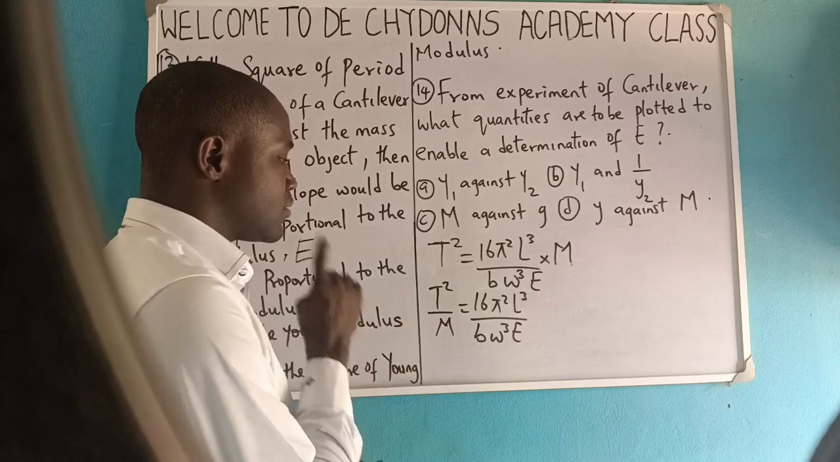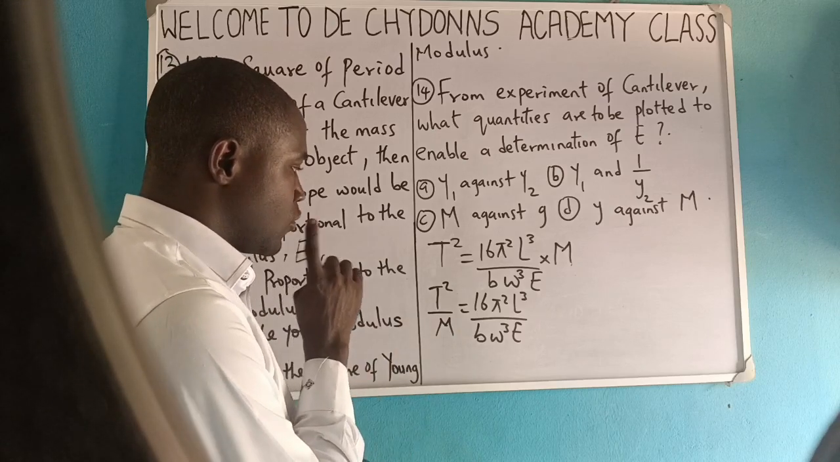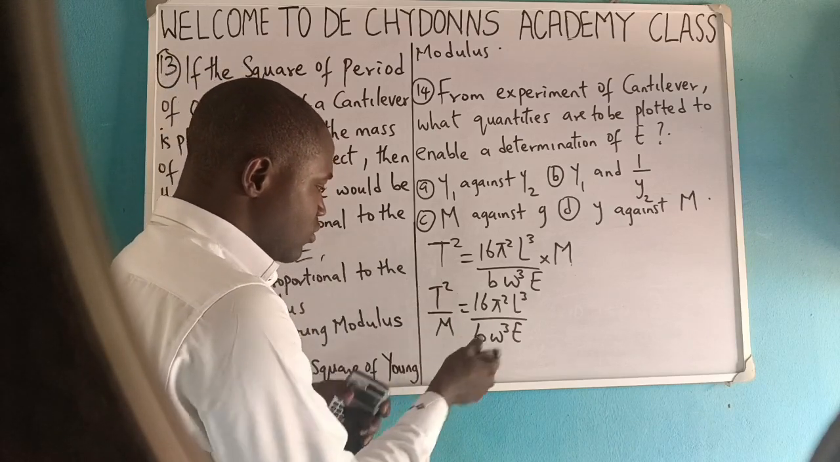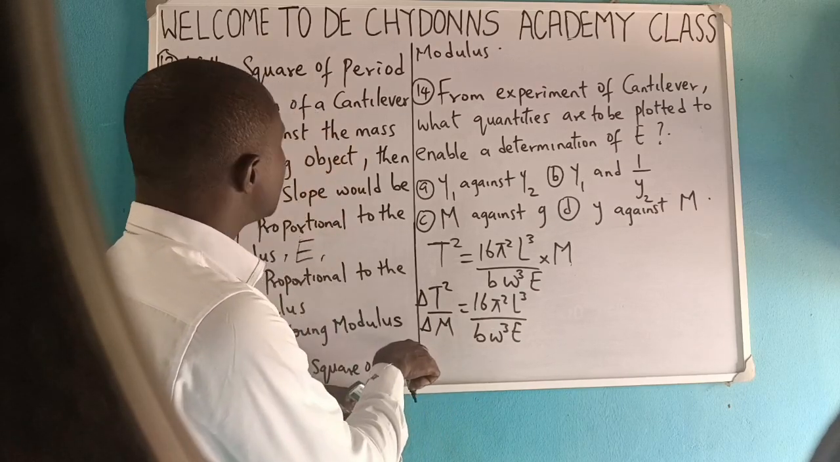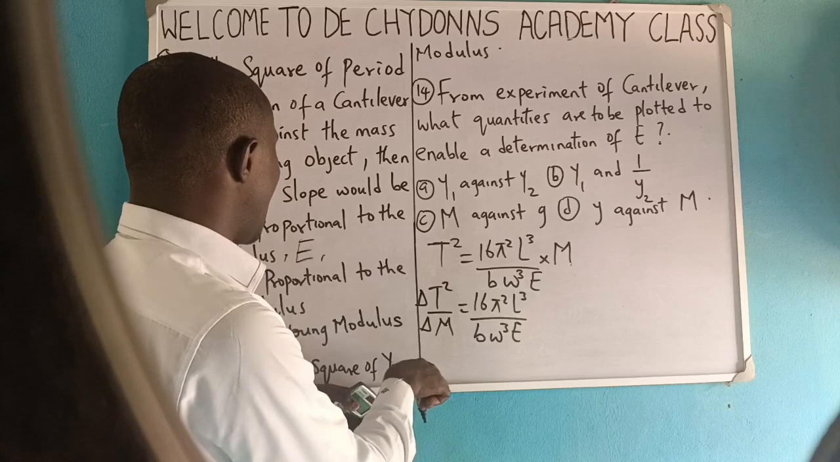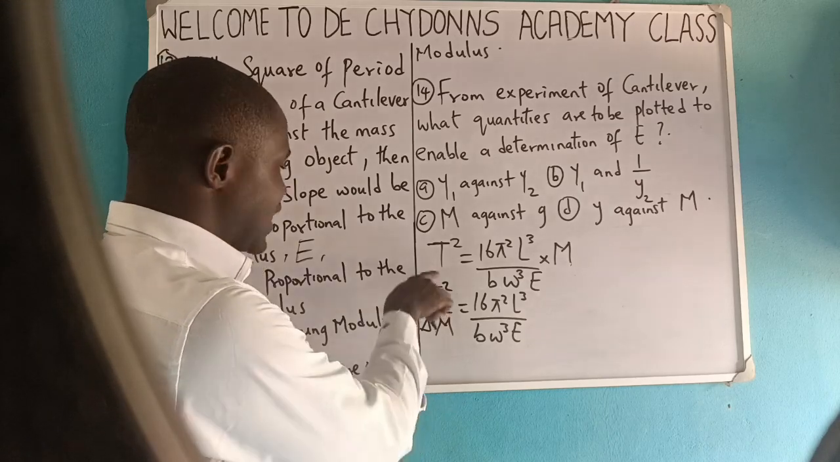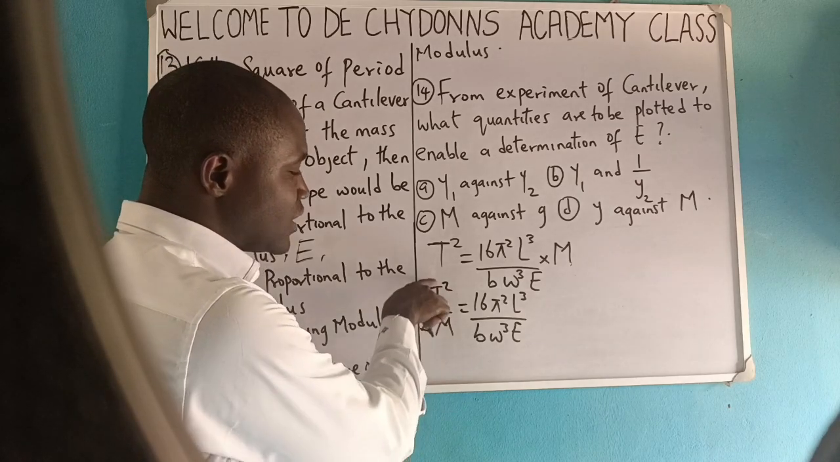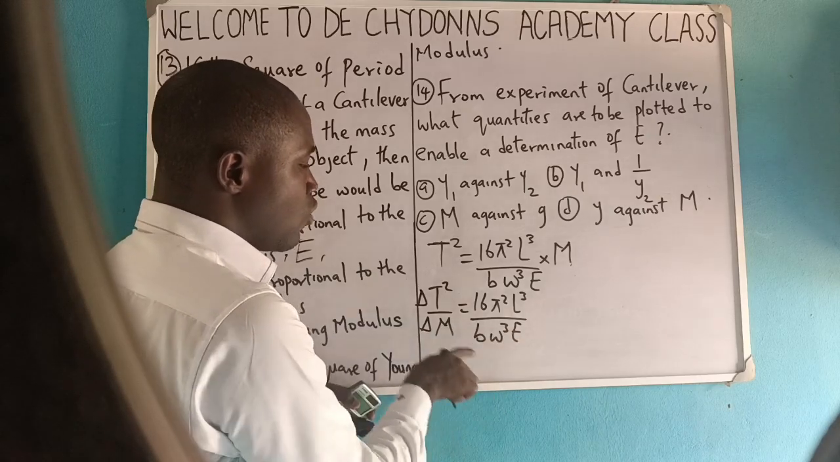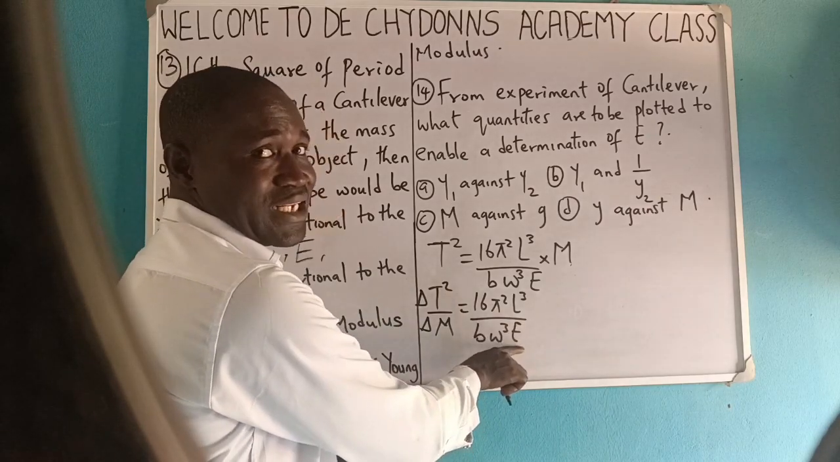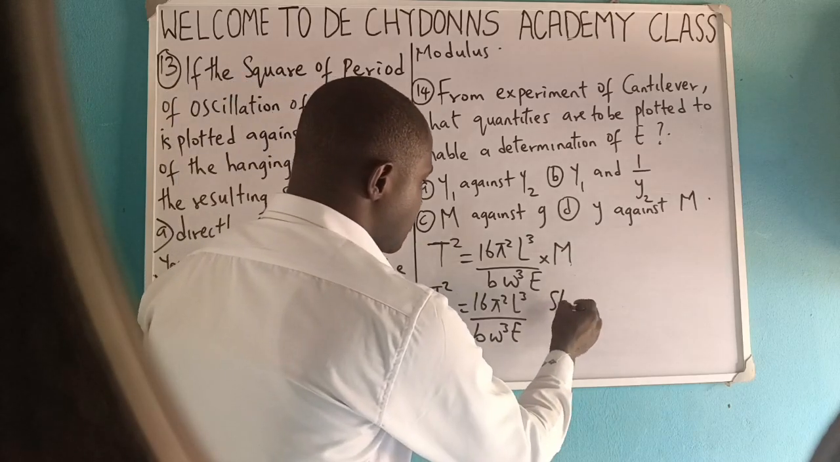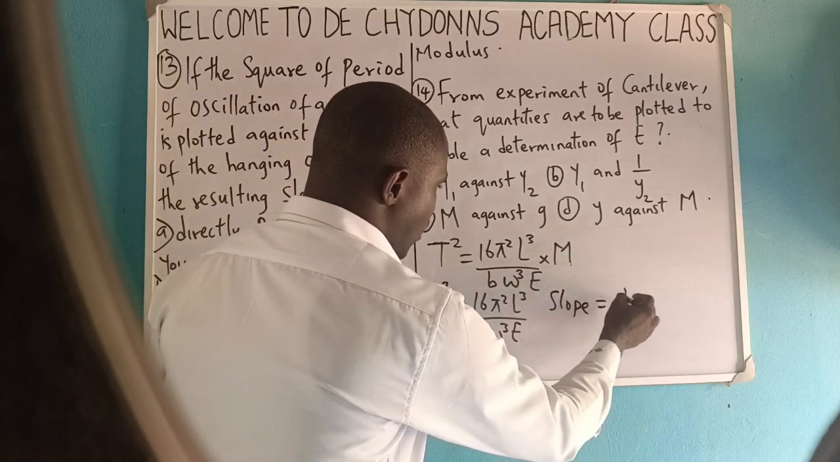We now say, okay, this over this will be giving you the slope. Are you getting it? And that is what we are talking about. How is this slope related to E? We will tell them that this slope is inversely proportional because the E is at the bottom. We say the slope is equal to K times 1 over E.